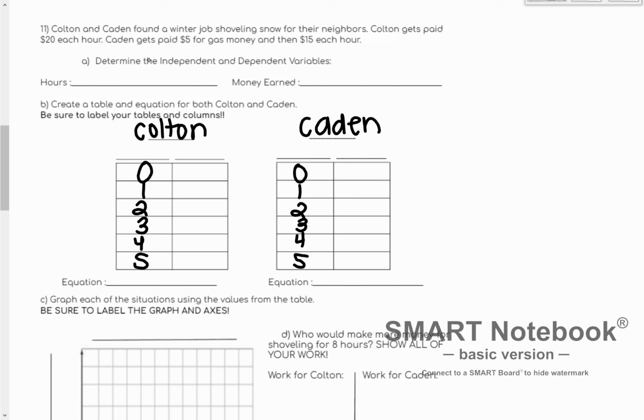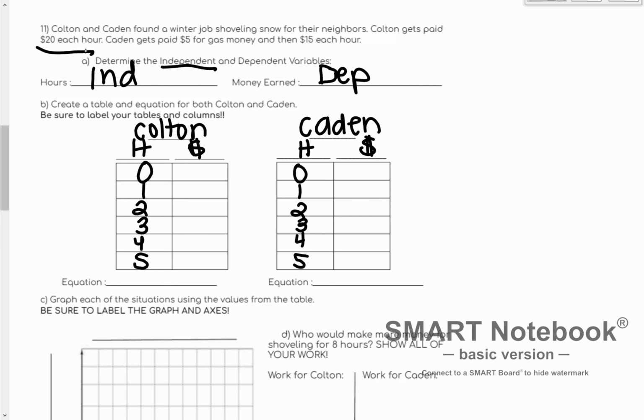Okay, we've got hours and money. Which one of those is going to be our 0, 1, 2, 3, 4, 5? Because that's our independent variable. That's going to be the hours. And the money earned is going to depend, because it's the dependent variable, on how many hours that we shovel. So we've got hours and money, hours and money.